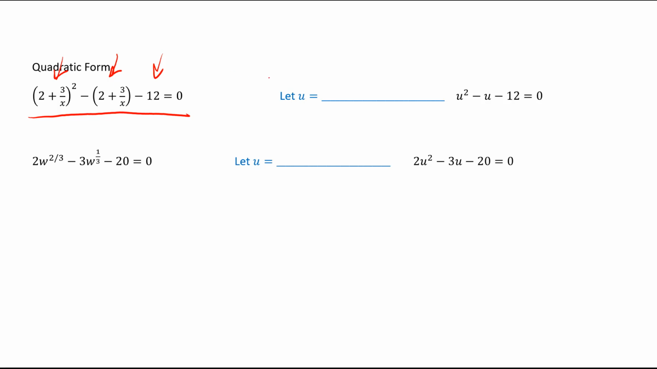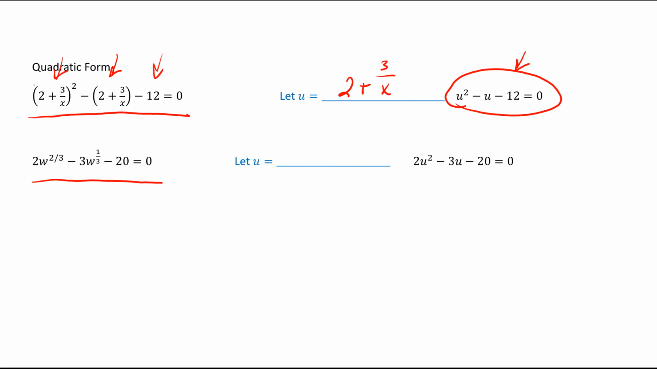So if we want to substitute, we could let u equal 2 plus 3 over x. And then we could solve the equation u squared, so that's (2 plus 3 over x) squared, minus u, 2 plus 3 over x, minus 12 equals 0. We solve this equation, then we will get whatever u is, and then we can plug 2 plus 3 over x back into u and see what the solution is to the original equation. It'll make more sense when we do an actual example, but if you look at the second one, when you first look at it, it also looks like a quadratic, but it's a little bit different.